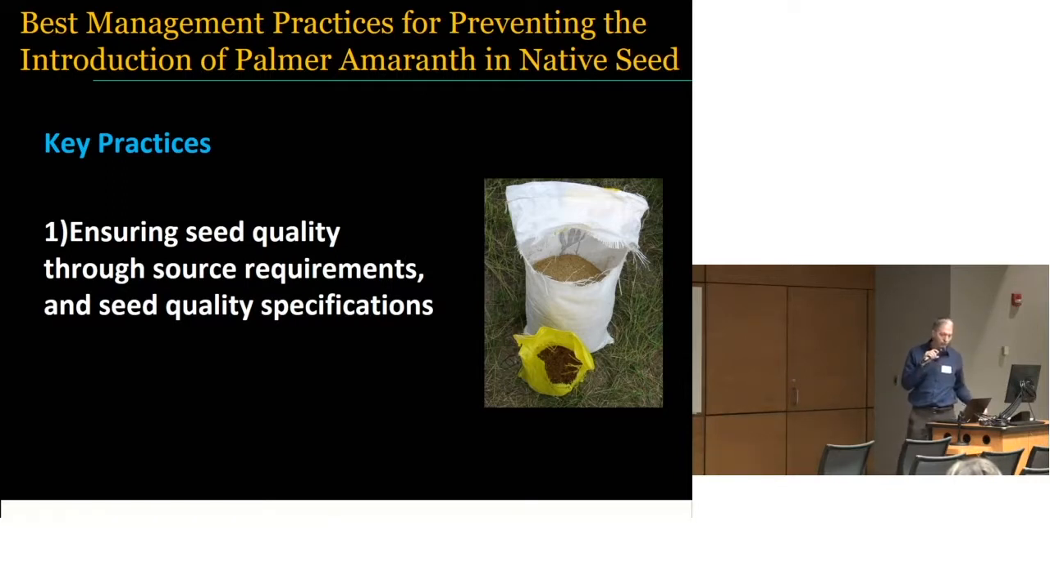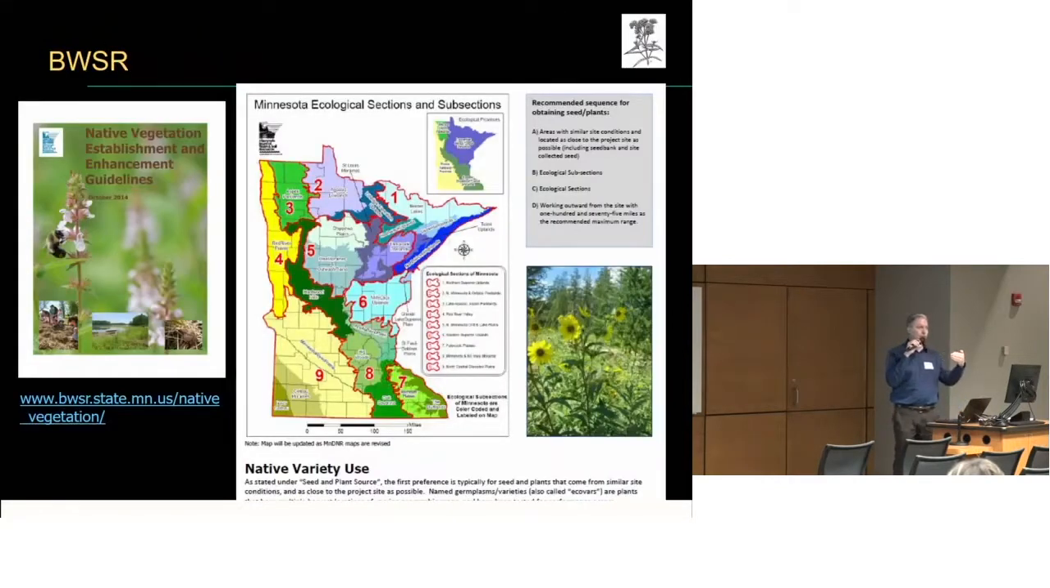And also in those guidelines, we have information about source for seed for projects. And so we have this map that we use, and there's a sequence for obtaining seed for projects, because one of the things that we think is important is not going long distances for seed, trying to find seed more locally so we're not pulling seed in from central Iowa or other places where there may be issues with Palmer amaranth. Whenever possible, we want to be pulling seed in more locally for projects.